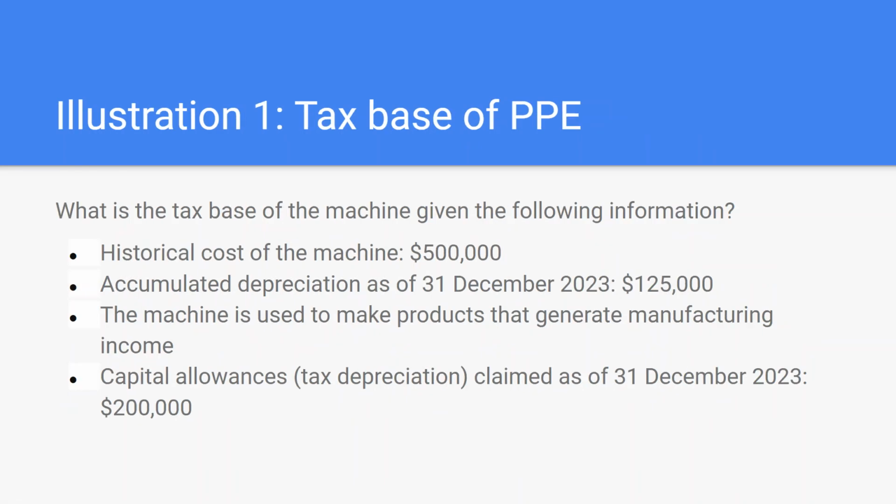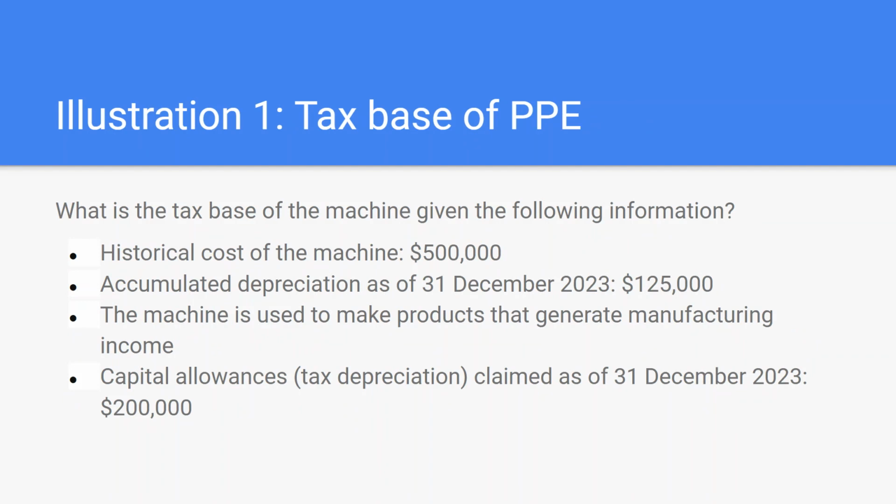So illustration number 1 is to talk about the tax base of a machine or a PPE. I'm saying that in this illustration, the historical cost of the machine is $500,000. Accumulated depreciation as at the end of 31 December 2023 is $125,000. The machine is used to make products that generate manufacturing income. And the last point here is that capital allowances claimed as of the end of 31 December 2023 is $200,000.